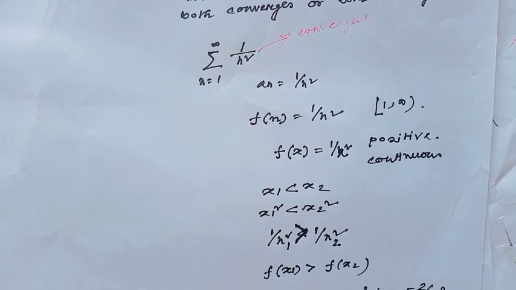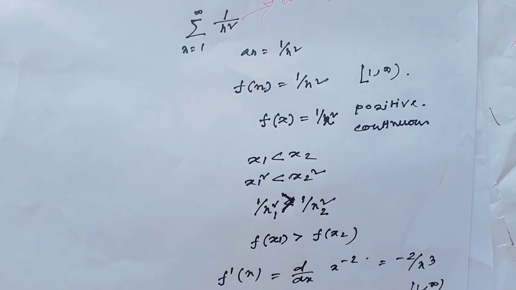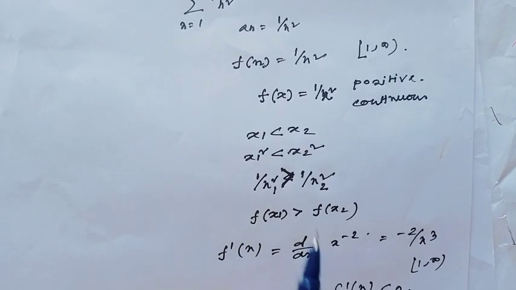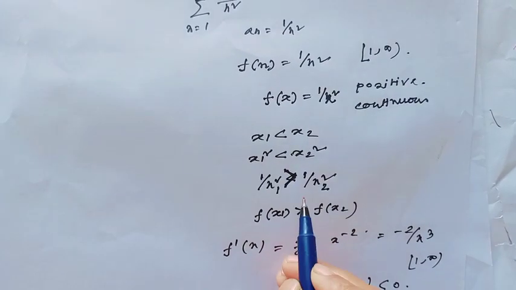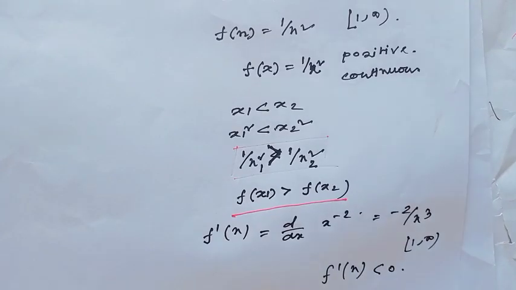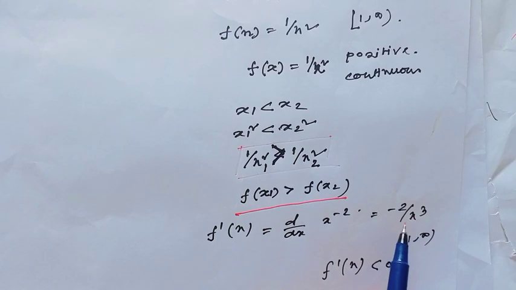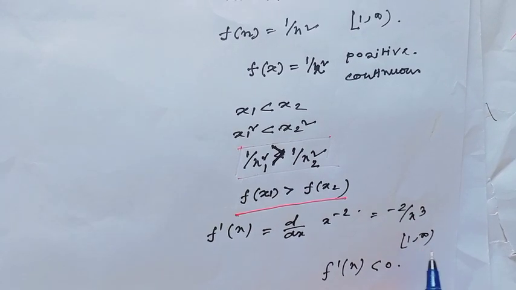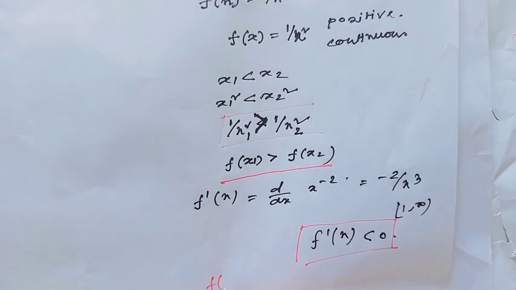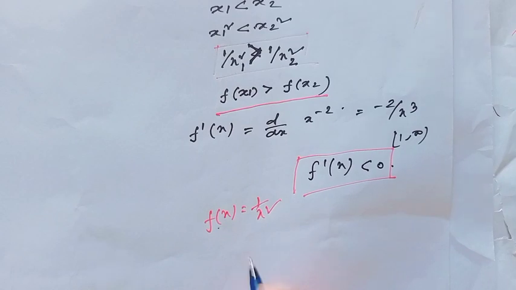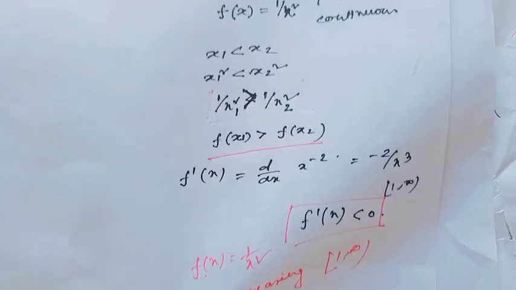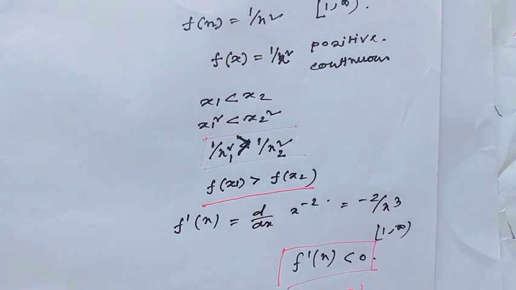To apply the integral test, f is obviously positive and continuous. Since x1 is less than x2, obviously x1 squared is less than x2 squared, then 1 over x1 squared is greater than 1 over x2 squared, that implies f(x1) is greater than f(x2). Also f prime of x equals minus 2 over x cubed, and in the interval [1, infinity), f prime of x is always less than 0. That means our given function f(x) equal to 1 over x squared is decreasing on the interval [1, infinity). So this function is positive, continuous and decreasing.